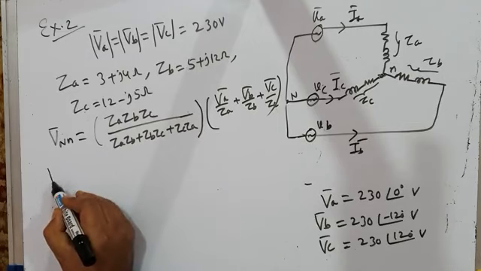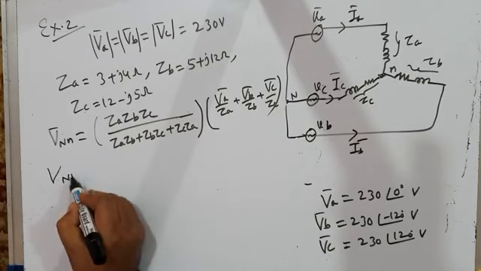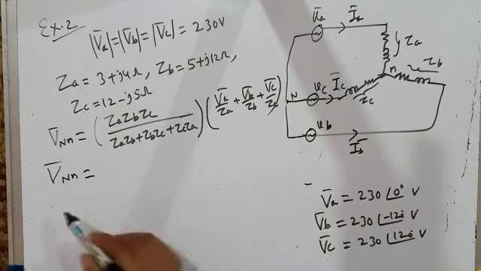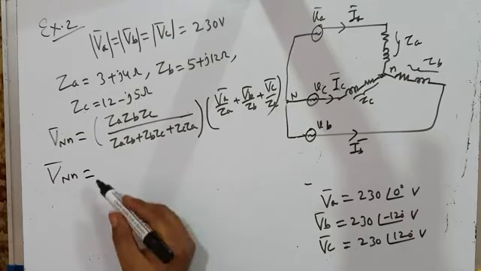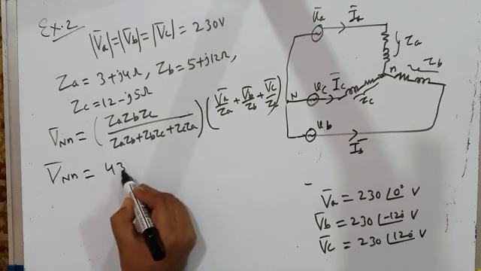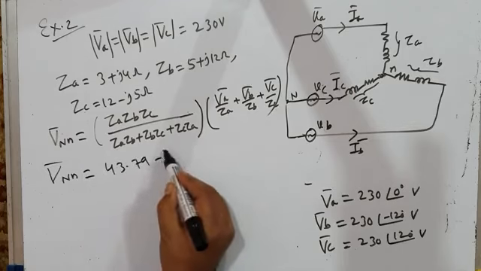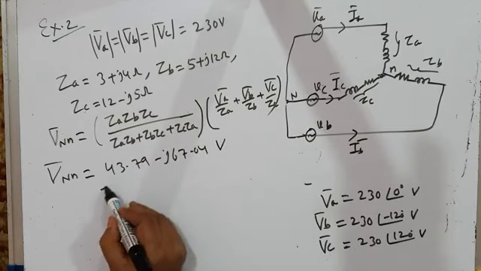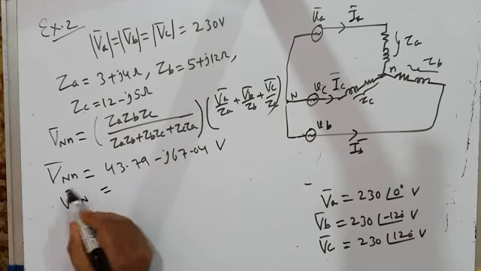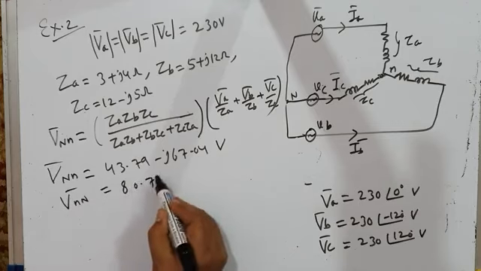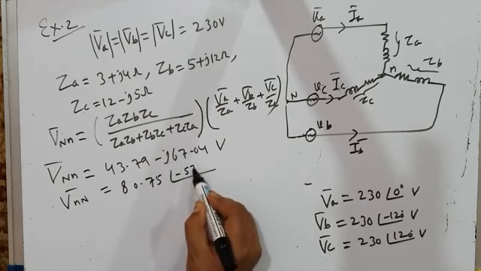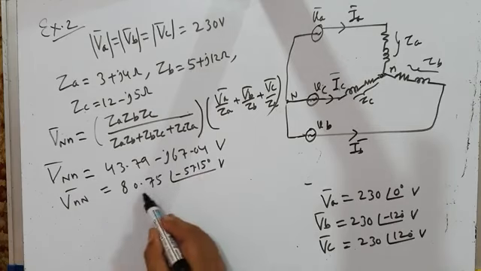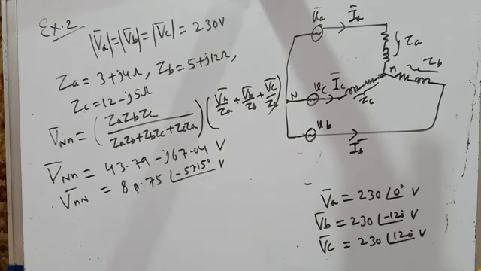So the neutral to neutral voltage that you are going to get, as per my calculation, and I request you to please verify the figure that I am going to give you, is equal to 43.79 minus j67.04 volts in rectangular form. In polar form, this neutral to neutral voltage is 80.75 at an angle of minus 57.15 degrees volts. 80.75 volts is the neutral to neutral voltage. Now once you know the neutral to neutral voltage, you can very easily find the various line currents.